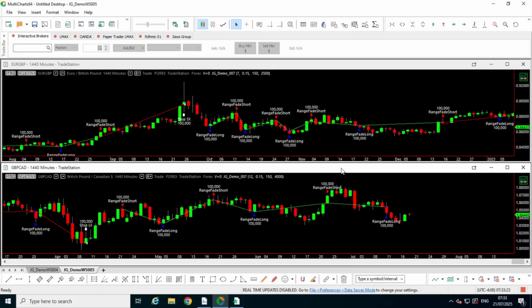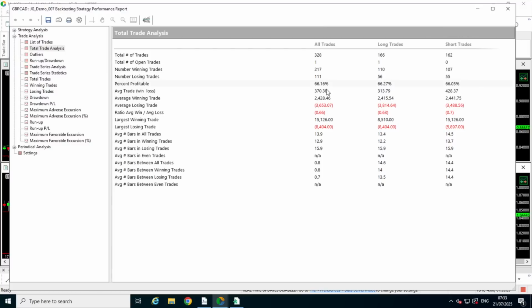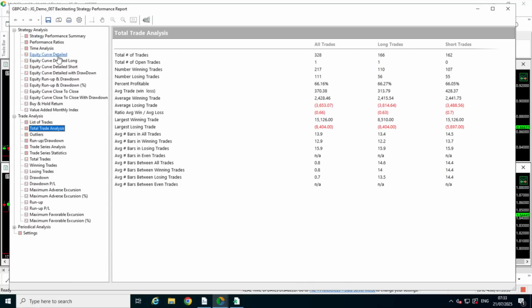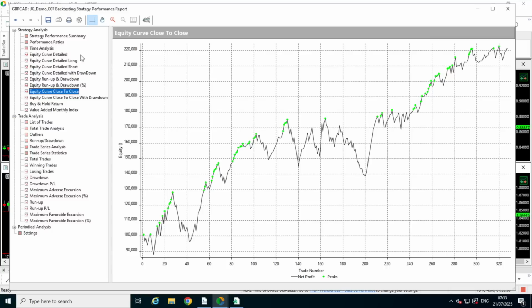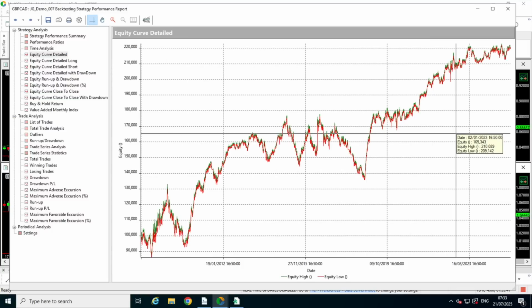And what about pound Canadian? Average trade value gone down slightly, percent profitable, pretty much the same. Equity curve, again, that is making new highs right up to recently. So anything from about here to the right is the out of sample or the unseen data. So I'm quite happy that both of these strategies have been making new highs into the unseen data. So there we have two potential strategies using the idea of that weekly rolling bar.